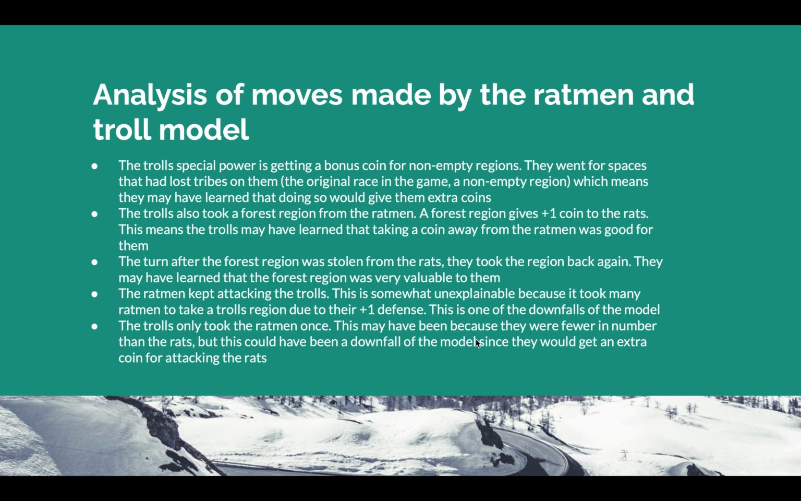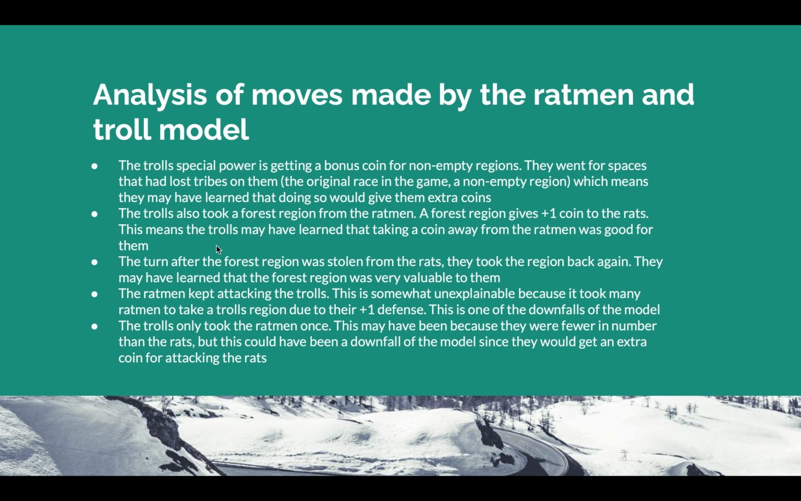So analyzing the moves that were made by these 2 models, the troll was taking a lot of the Lost Tribes tokens, which is an easy way to get a non-empty region. So they got a lot of extra coins there, and then the trolls also took a forest region away from the Ratmen. They may have learned that taking a coin away from the Ratmen would be good for them.